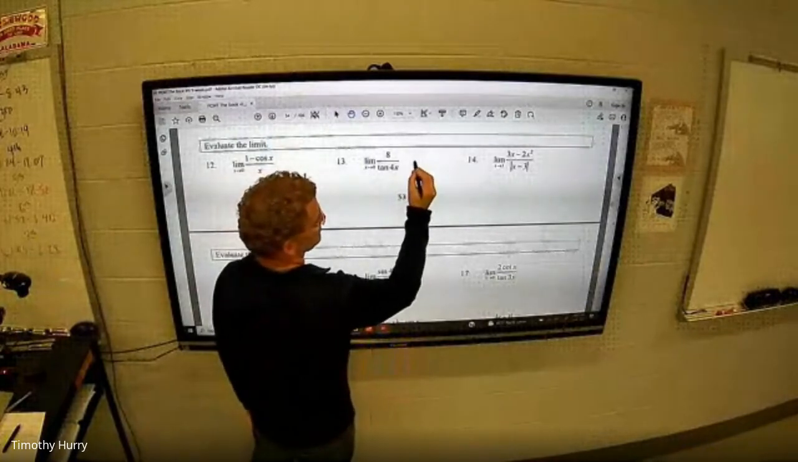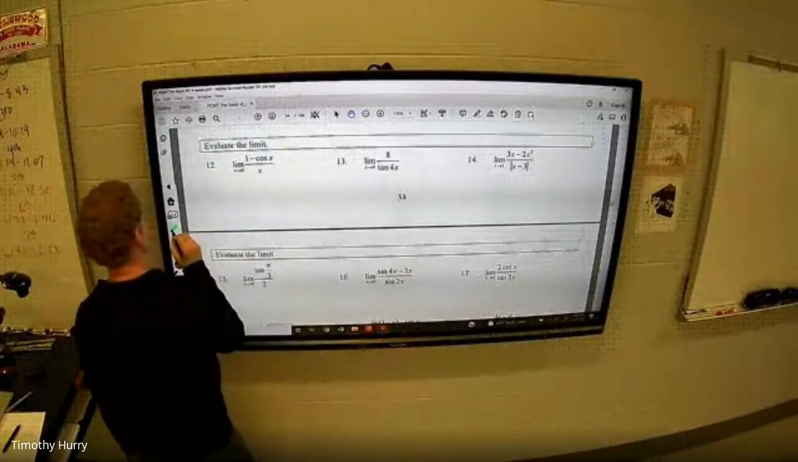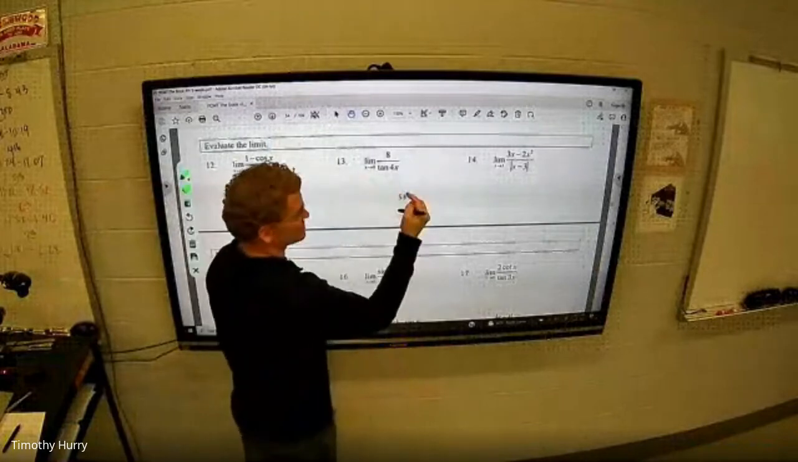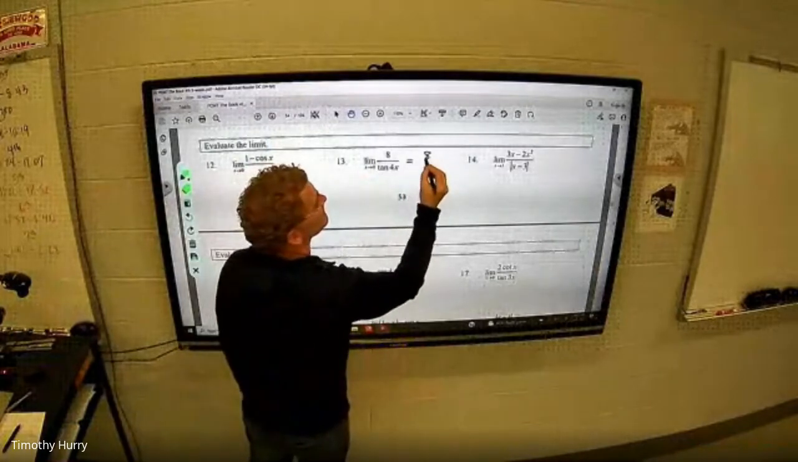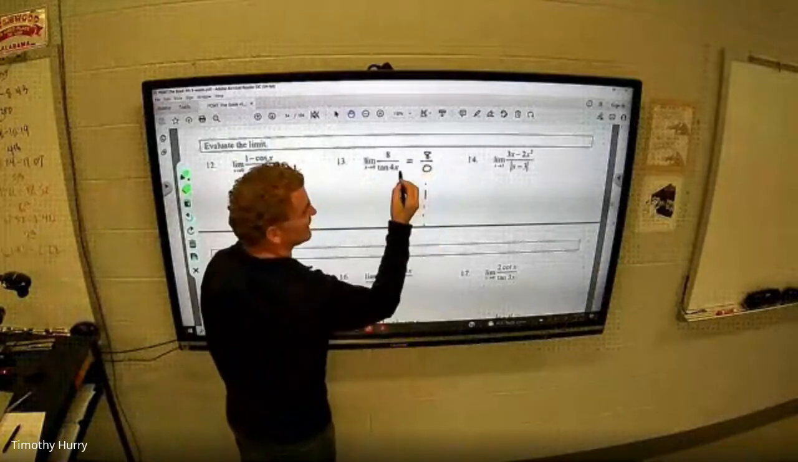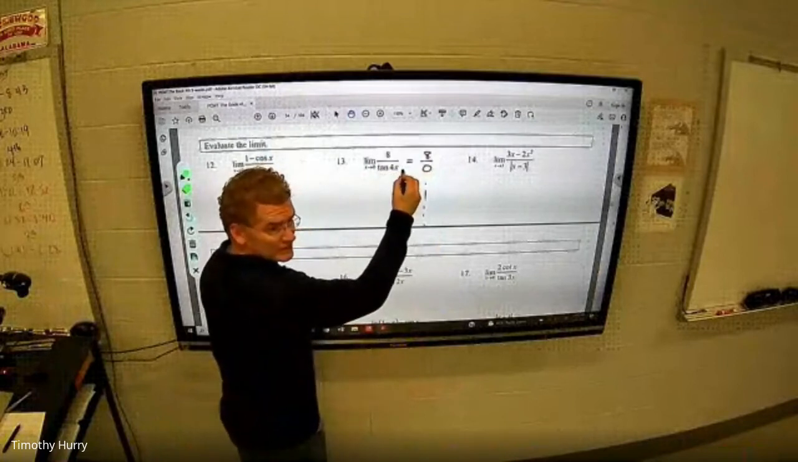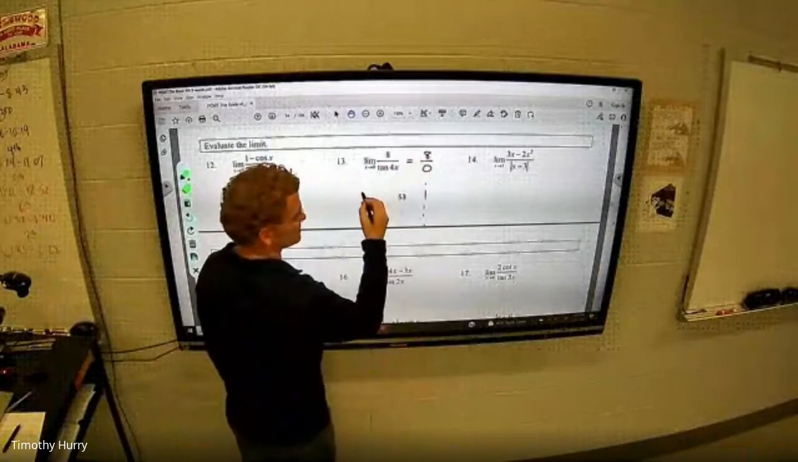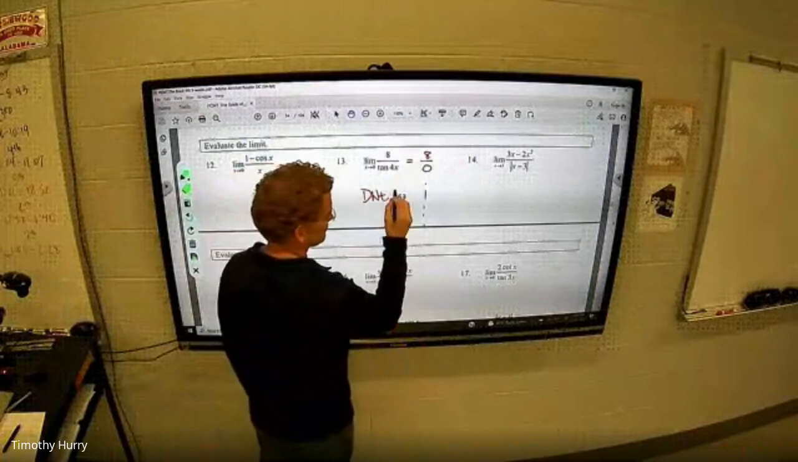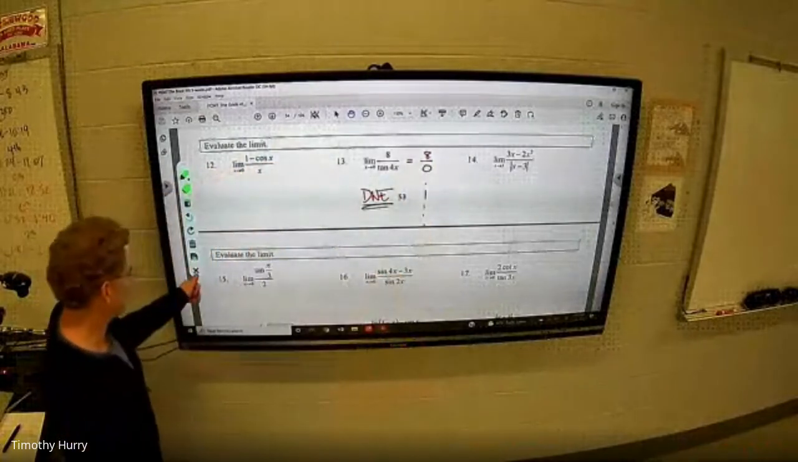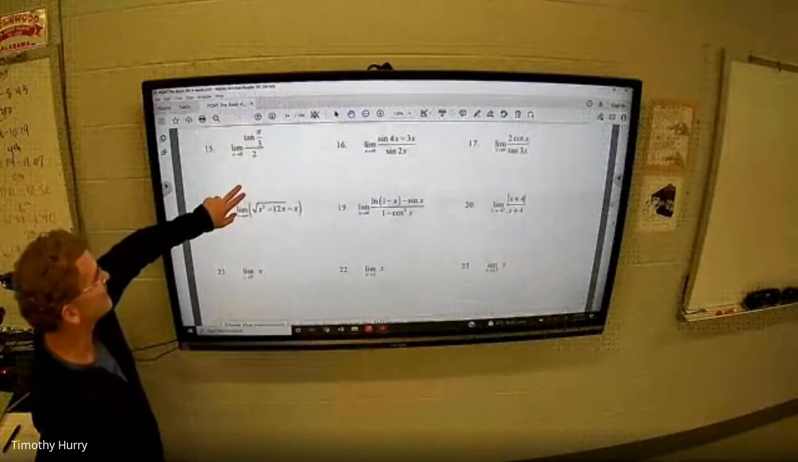8 over 0, which is D and E. You get 8 over 0. What does 8 over 0 mean? That means I have a VA. It's not squared, so that's got to be going in different directions. Got to be a D and E. Are you seeing that? What about 15?